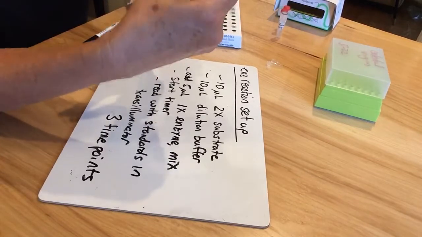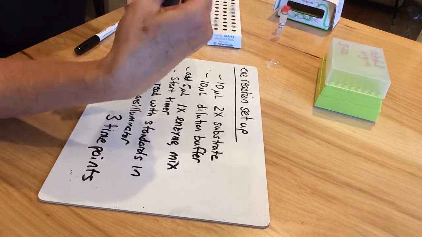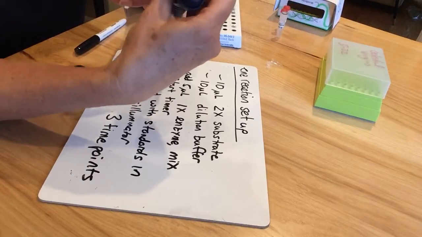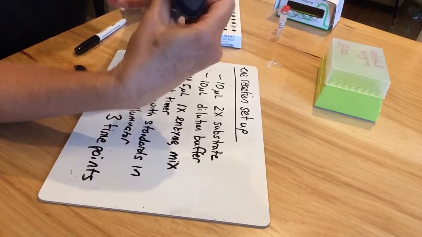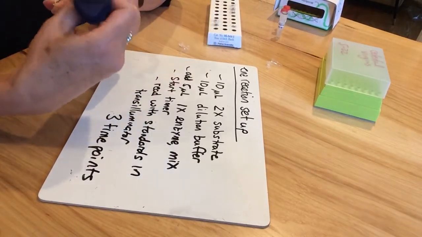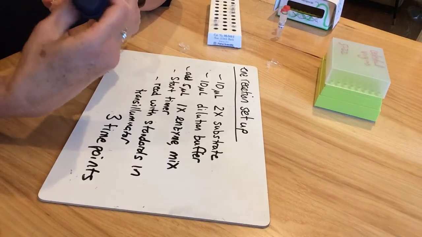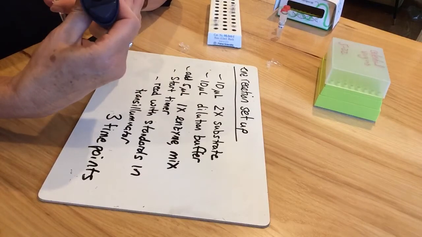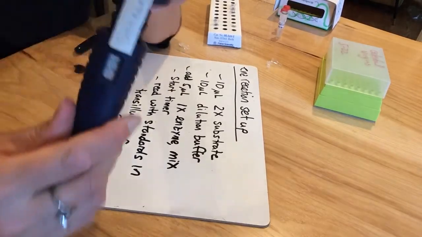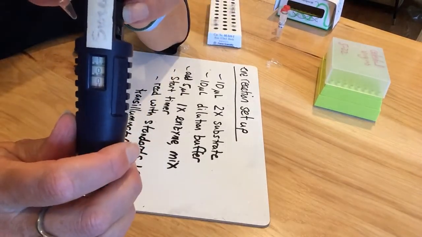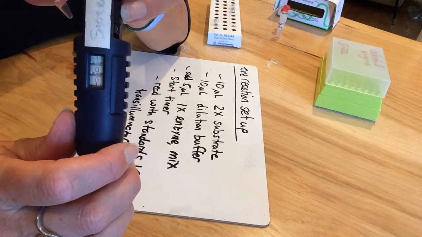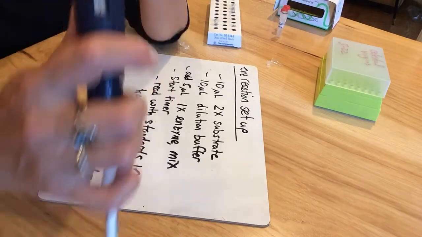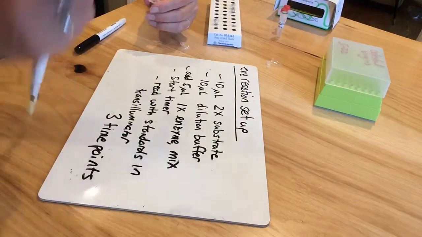On the P20s, the last decimal place is the tenths place. So 10 microliters will actually look like 100 because it's really 10.0. So for mine, you can see it's 10, and then the 0 is in a different color, the last 0, so that's 10.0. So that's 10 microliters.